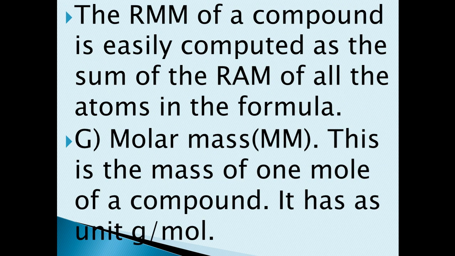So we say that relative molecular mass is easily computed. We can calculate the relative molecular masses of different elements or compounds given to us as the sum of all the relative atomic masses. So molar mass is simply the mass of 1 mole of a substance. The mass of 1 mole of a substance.